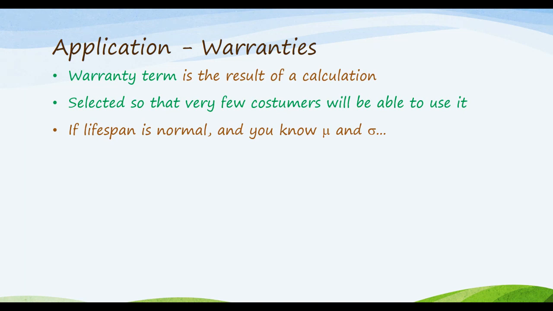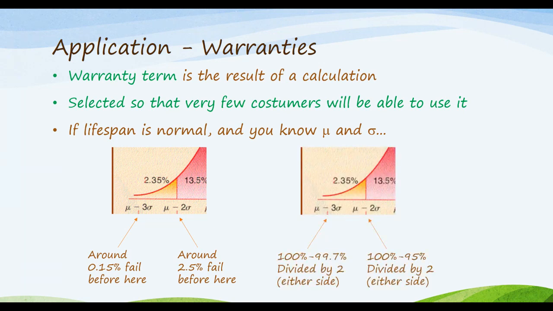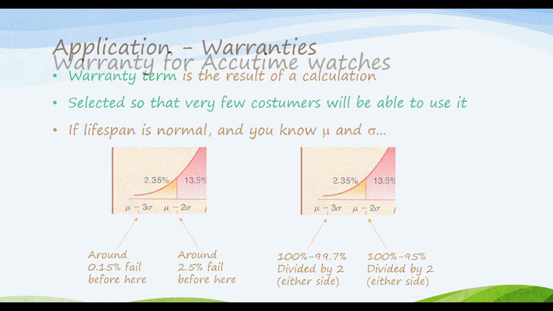So we want to think about if the lifespan is normal and we know the mean and the standard deviation, remember those percentages, as you guys can see, 0.15% fail before that point, around 2.5% fail before that spot there. So we're looking at really low numbers as we use this sort of concept.